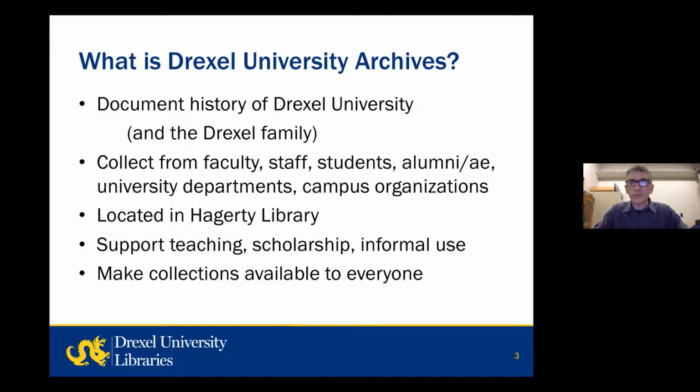So what is Drexel University Archives? We're a program of Drexel University Libraries. We're located in Hagerty Library. Our main purpose is to collect and share materials that document the history of Drexel University. We also collect materials on the history of the Drexel family and related families. We collect from university offices and departments, campus organizations, as well as individual students, faculty, staff, and alumni.